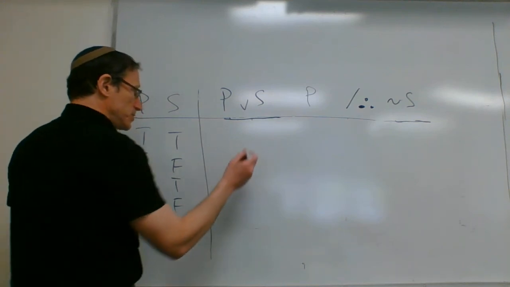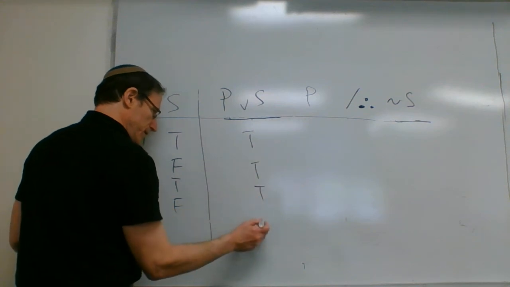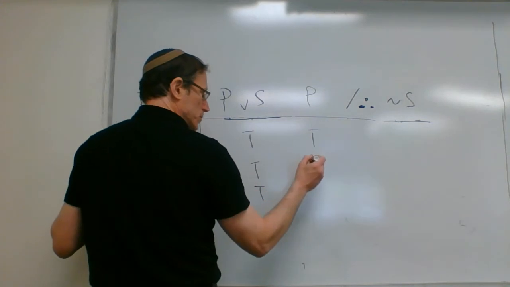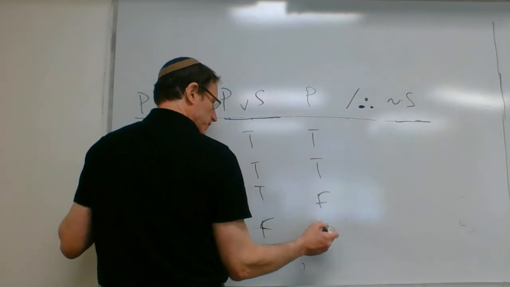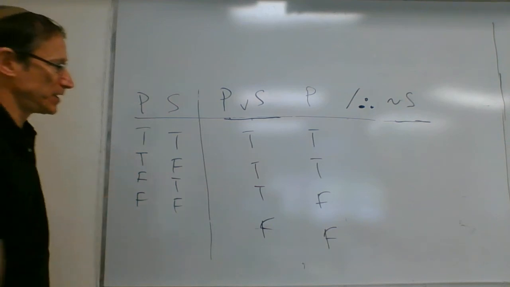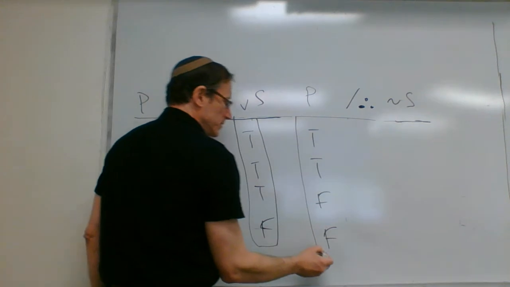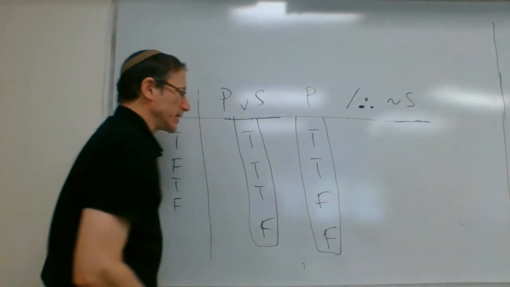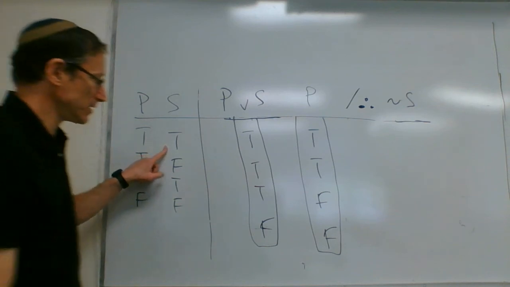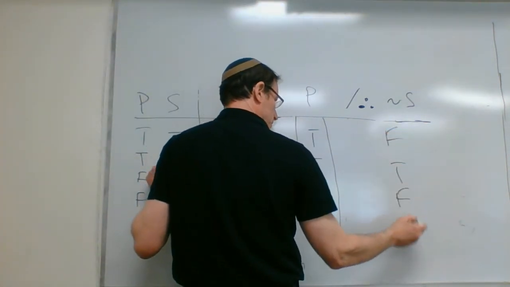Okay, so P wedge S is going to be true, true, true, and then false. P is going to be true, true, false, false. All right, I just copied over the value of P. So this is the value of the first premise. This is the value of the second premise. Now we have not S, which is going to be the opposite of whatever S is over here. So it should be F, T, F, T.